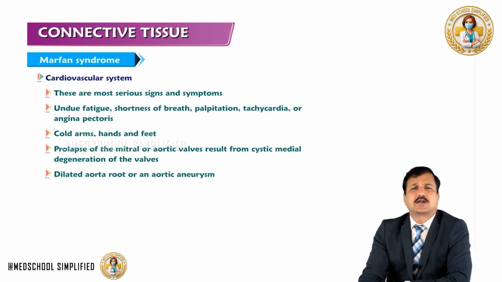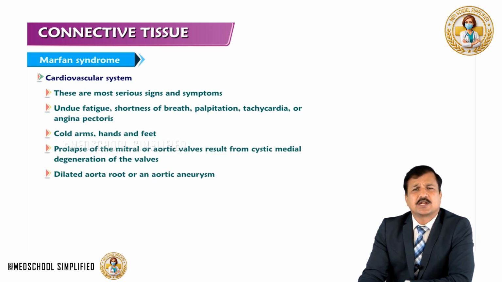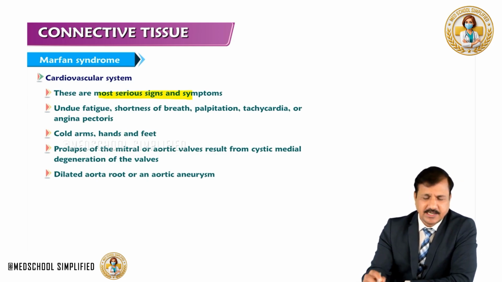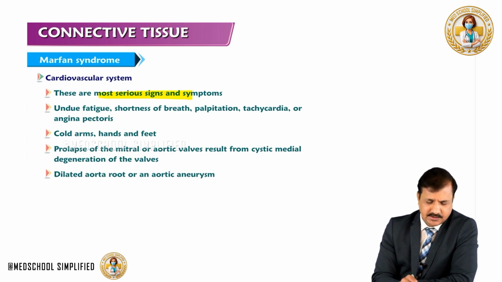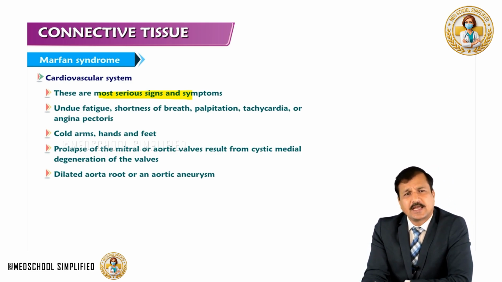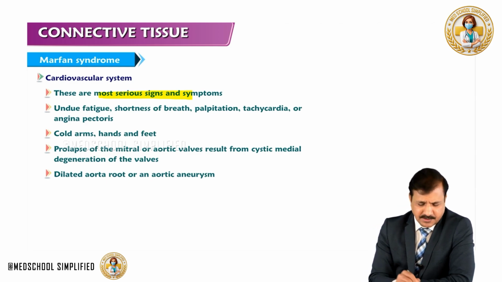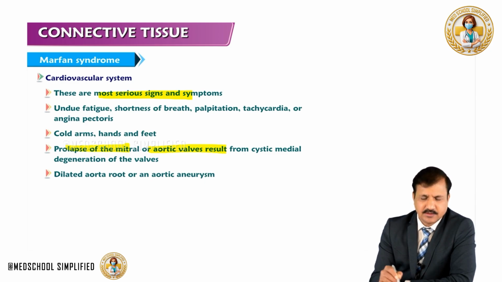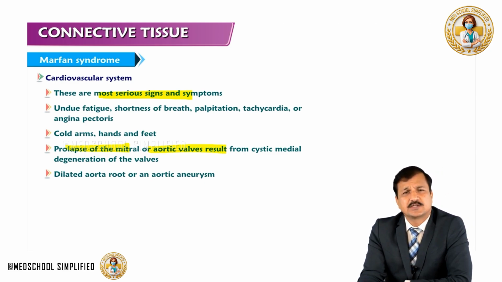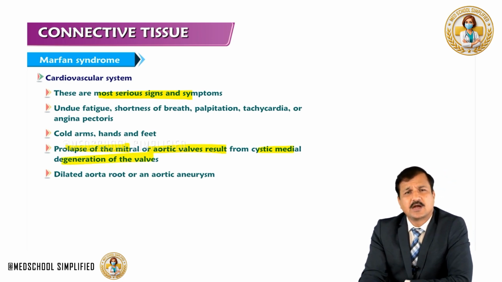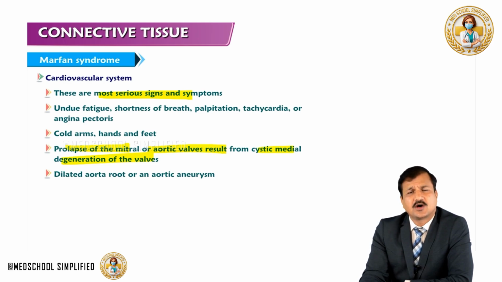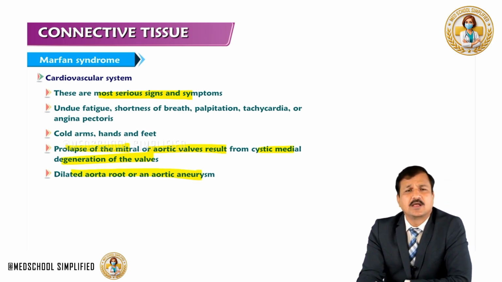Coming to cardiovascular manifestations, these are the most serious signs and symptoms of Marfan syndrome. Patients may show undue fatigue, shortness of breath, palpitation, tachycardia and angina pectoris. Patients may show cold arms, hands and feet. Prolapse of the mitral valve or aortic walls may be seen, usually resulting from cystic medial degeneration of the walls, and dilatation of the root of the aorta or aortic aneurysm is one of the features seen in Marfan syndrome.